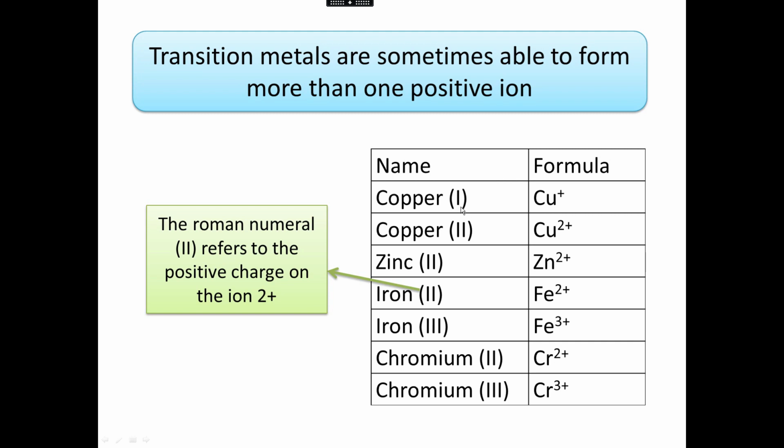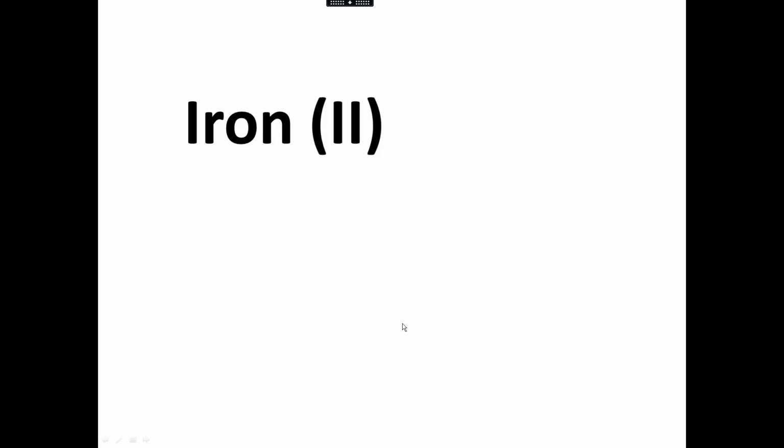Therefore, we need a way of naming the different versions, and we use Roman numerals to denote the charge on the positive ion. So if you see chromium 2, that means a chromium 2+ ion. If you see chromium 3, that means a chromium 3+ ion.